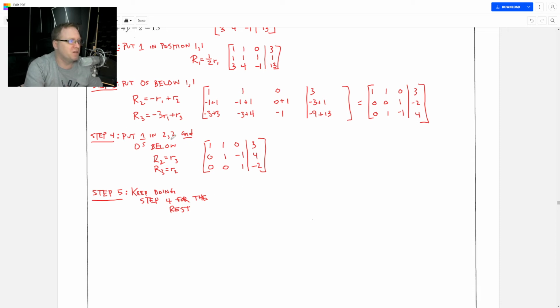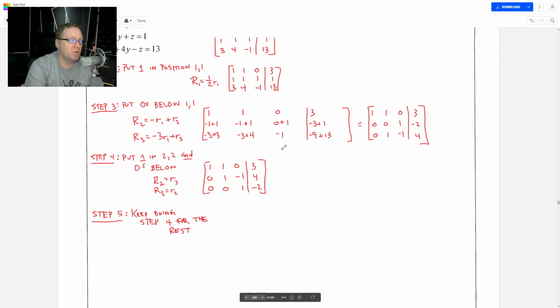So we put a 1 in 2, 2. So now we're going to have to put a 1 in 3, 3. And also zeros below that. And if we have a bigger matrix, then we put a 1 in 4, 4, and 1 in 5, 5, and zeros below all of that. But we're just doing a 3 by 3 matrix, so the last step is just to put a 1 right here. But in this one, there already is a 1 there, so we're done.